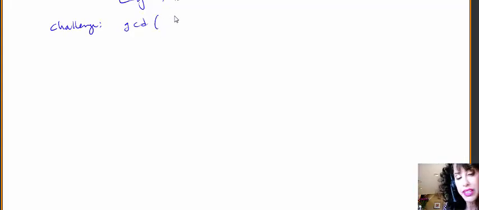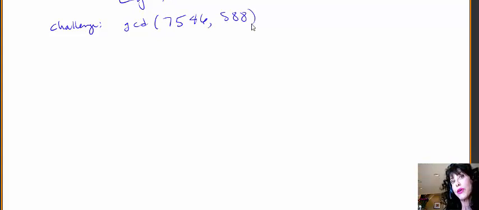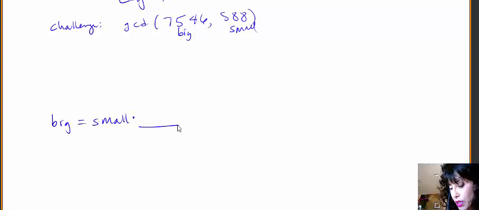So let's do a big number and another large number, and that's what we're going to start looking at how Java would code this up. So this is sort of the challenge problem. What would be the GCD between 7,546 and 588? Now, we could factor it, but the algorithm doesn't involve any factoring. So first, let's take a look at who's the big and who's the small. And remember that we want to write down big is equal to small times blank plus blank, the remainder.